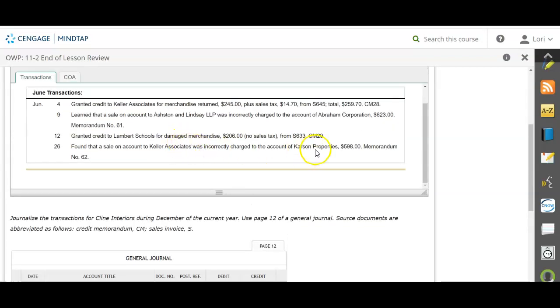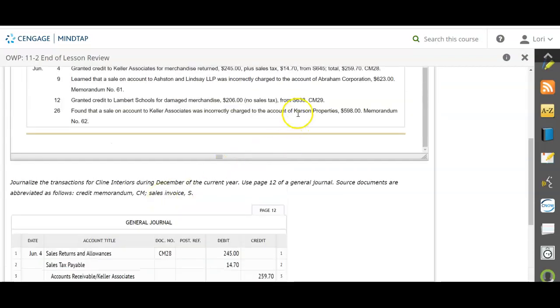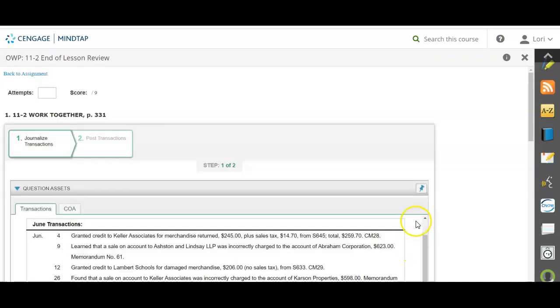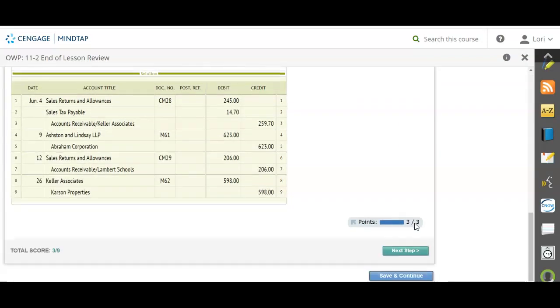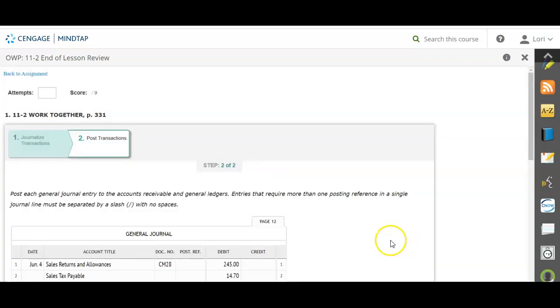For $598. And the second line is the other company we're taking out of, Carson Properties, $598. Okay, so that's the first step. So we can go ahead and grade that. Gosh, I hope I did it correctly. I did. Good. All right, now it's posting, and I'll take you through the first two, and then you can do the rest.